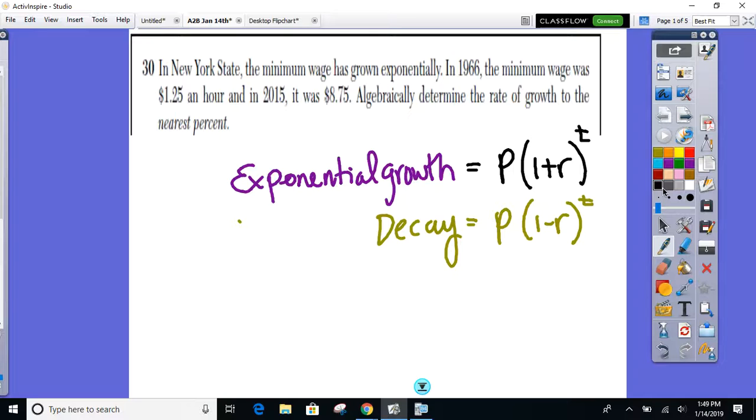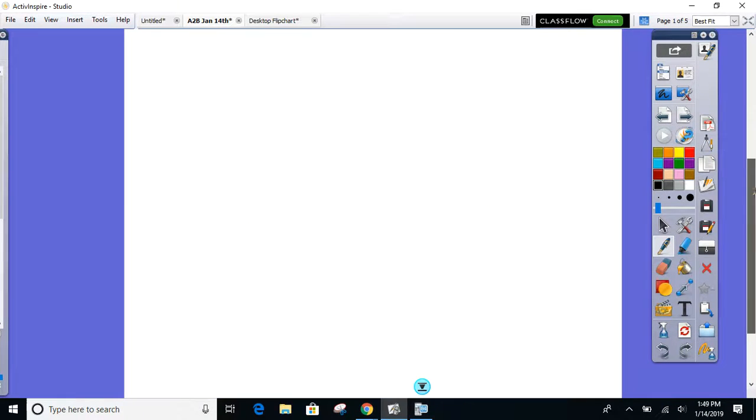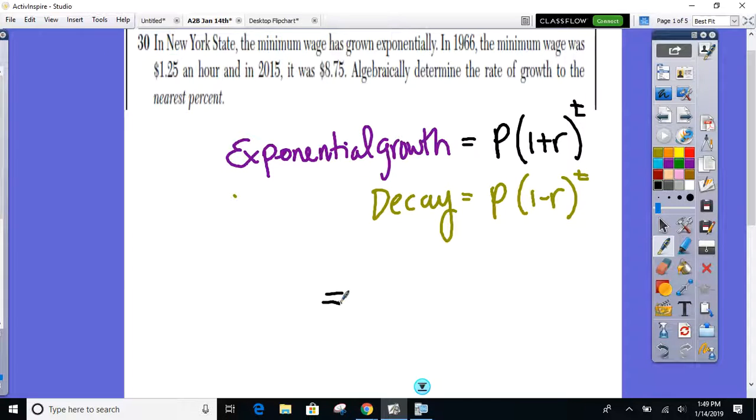So from 66 to 2015, at what rate did it grow? Which variable are we going to solve for here? We're going to solve for R. Let's set it up. What's my P value? What was my initial amount? $1.25. 1 plus R. We're solving for R. How do you find that time? Yep, subtract. How many years between 2015 and 1966, everybody? How many years between the two?